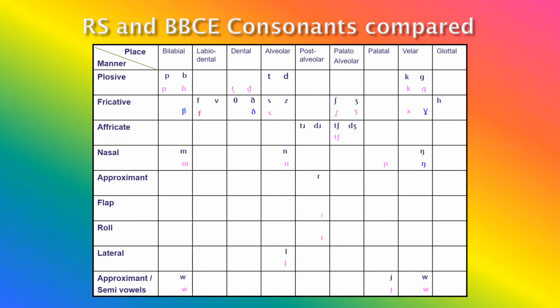We can add 3 voiced fricatives which result from allophonic variants of the voiced plosives: the voiced bilabial fricative, which is an allophonic variant of the voiced bilabial plosive; the voiced dental fricative, which is an allophonic variant of the voiced dental plosive; and the voiced velar fricative, which is an allophonic variant of the voiced velar plosive.